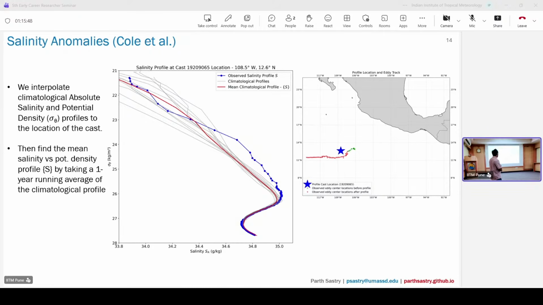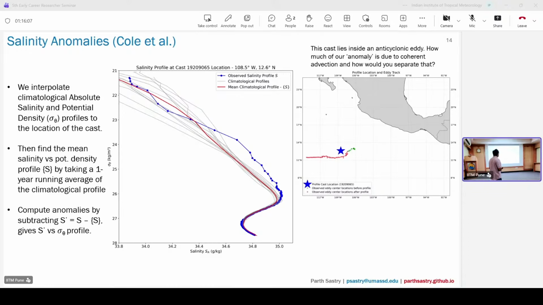So if your Argo profile is measuring salinity profile marked in blue, you're going to average the climatology in a 1-year window, which are these gray lines, to get this red line, which is essentially your mean profile. And the deviations from the blue line to the red line are your salinity anomalies.